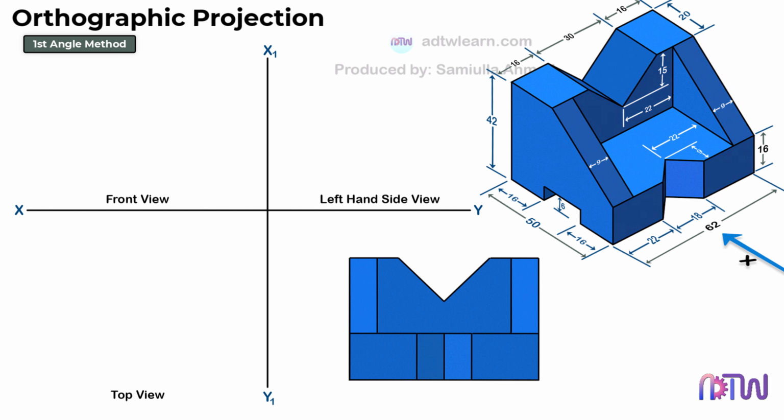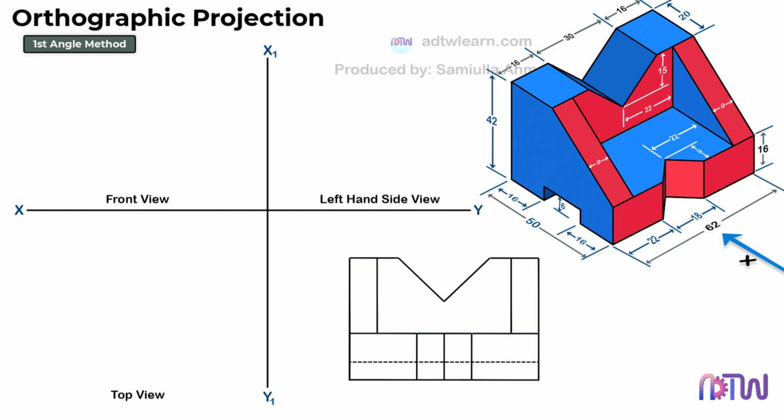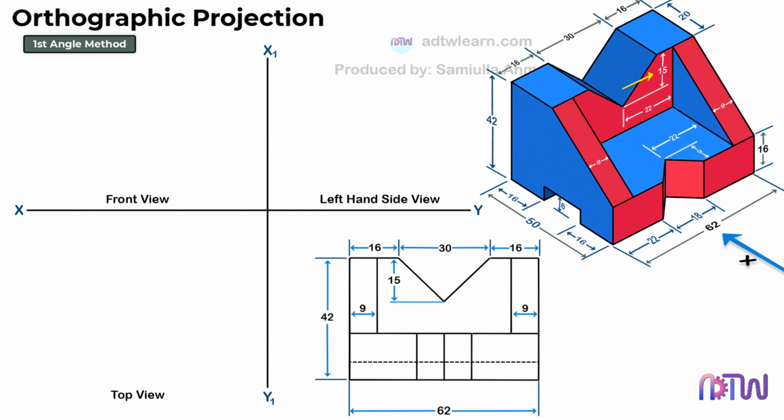I will color the visible sides on the isometric view for your convenience. We can see the height of the object as 42 mm, and the total width of the object as 62 mm. That is this 16 mm plus this 30 mm plus 16 mm, which will be equal to 62 mm. Next, we can see the thickness of these sidewalls as 9 mm. The depth of this notch is 15 mm, and it is 22 mm away from this wall. Similarly, the notch provided on this front wall has an 18 mm width, and its center is 22 mm away from this side wall. And this distance is 22 mm.